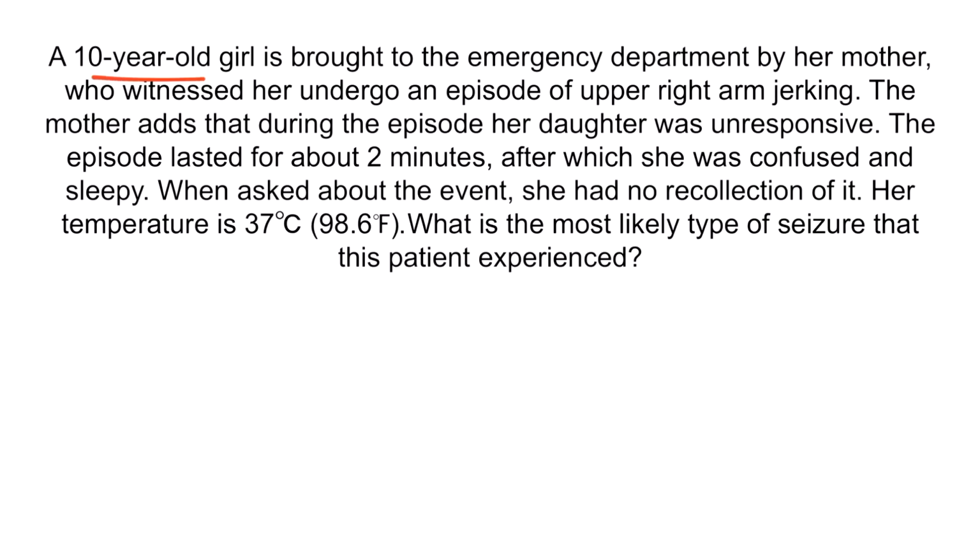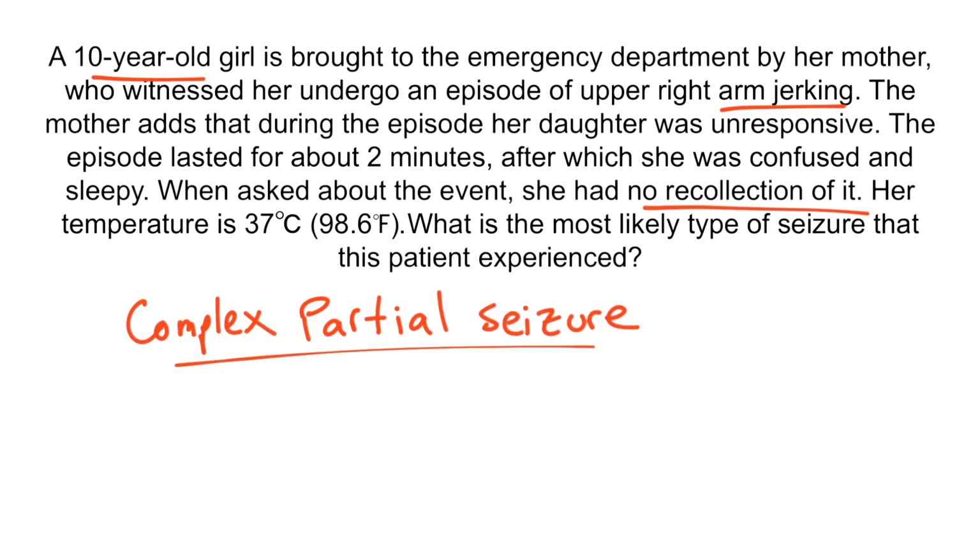So this is a 10-year-old girl who was witnessed by her mother having a seizure. So her arm was jerking. And we can see that only her right upper arm was affected, so only one side of the body had abnormal activity. This indicates that she had a partial seizure. According to the mother, the girl was not responsive during the episode, and the girl does not recall having the episode. This indicates a complex seizure, since consciousness was impaired. So this all points towards the most likely type of seizure being a complex partial seizure. Remember that complex partial seizures are focal seizures where the consciousness is impaired.